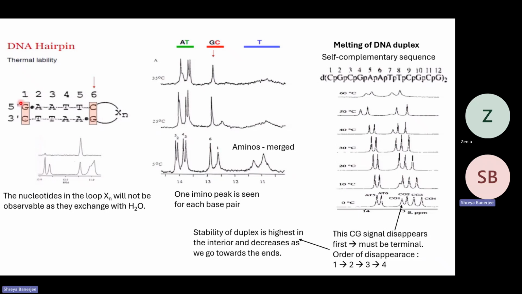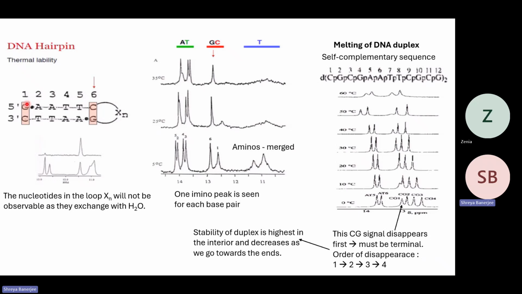Right, so DNA hairpin is where you have a double-stranded DNA, and at one end you have a loop where it is single strand. Now the nucleotides in this loop will not be observed since they are single-stranded and they will exchange with water. The aminoprotons also exchange with the solvent, and so they are very much merged. But what will be clearly seen are the iminoprotons.